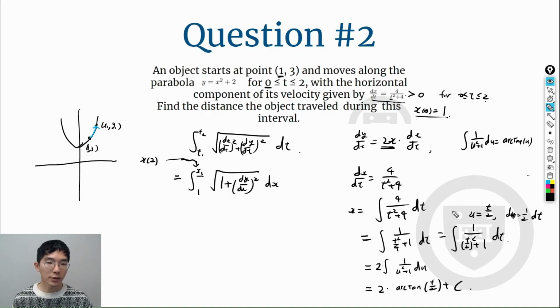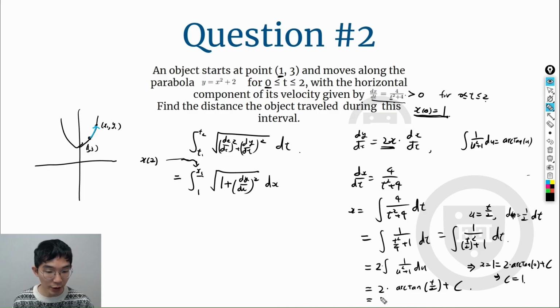Now, let's think about something. We know x is equal to 1 when t is equal to 0. That means x has to be equal to 1, which is equal to 2 times arctangent of 0 over 2, which is 0, plus c. And what is arctangent of 0? 0. Therefore, c has to be equal to 1. Hence, we know x is equal to 2 times arctangent of t over 2 plus 1.